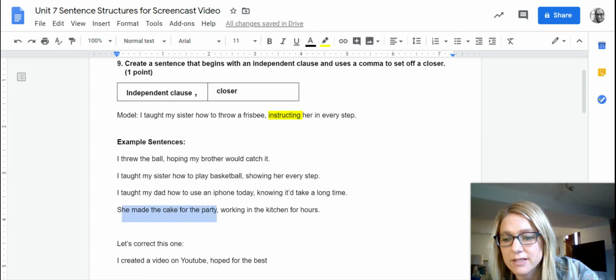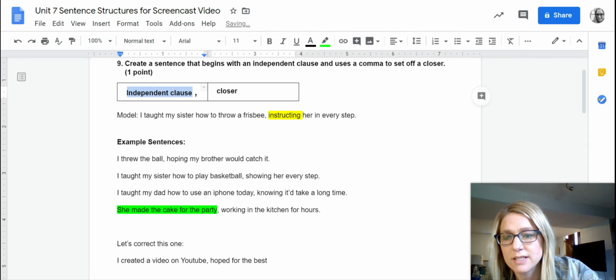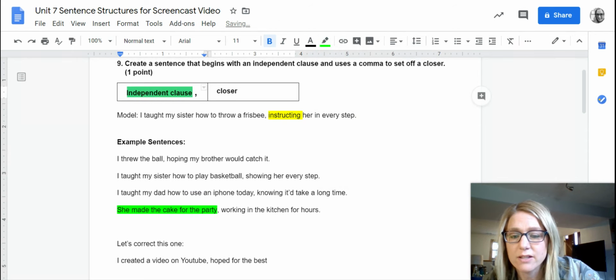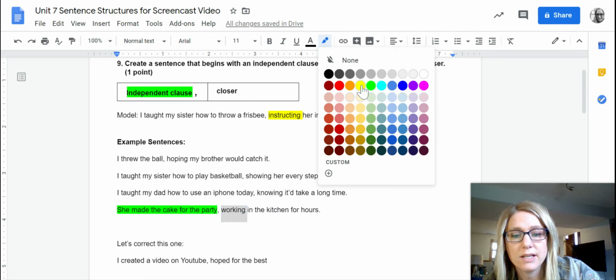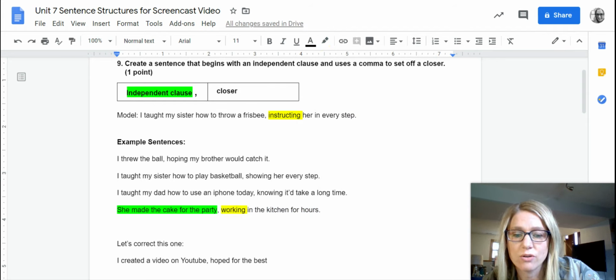So I'll just use this last one as an example. We have an independent clause here, which I'll highlight in green. This independent clause can stand alone as a sentence. We could put a period at the end and it would be okay. This gerund phrase closer is additional information. It allows us to create a more informative sentence without having to create two separate sentences, right? So it allows us to add fluency to our writing. She made the cake for the party, comma, working in the kitchen for hours. It adds nice detail to the sentence. It's a good structure to know.